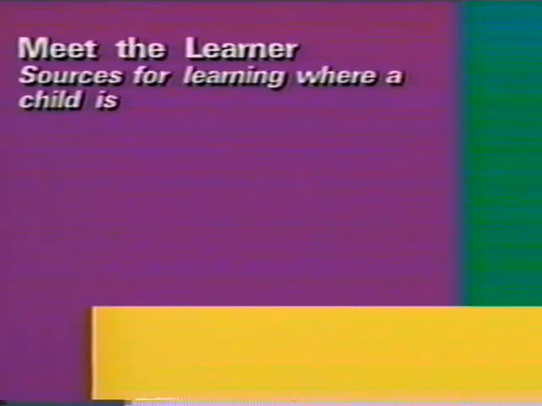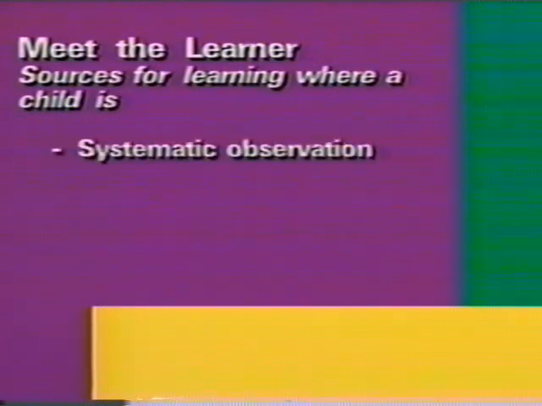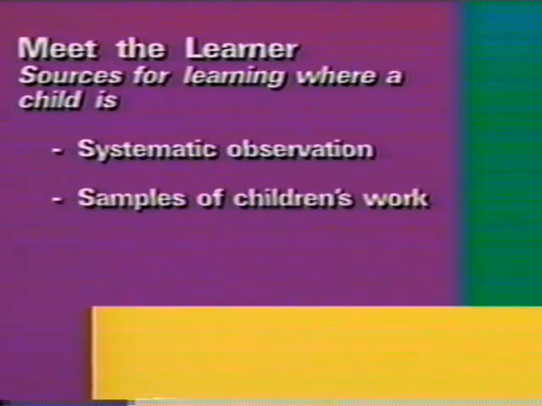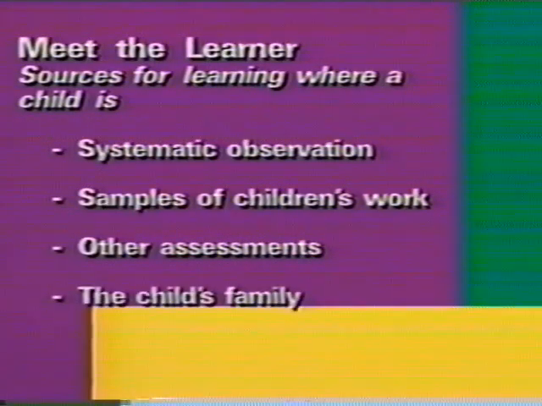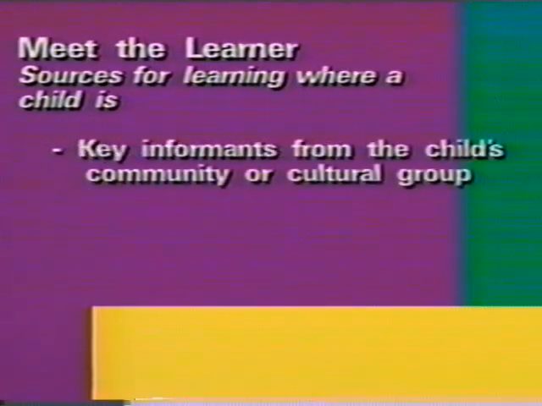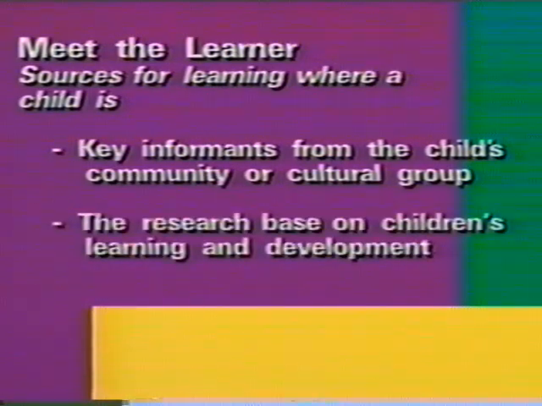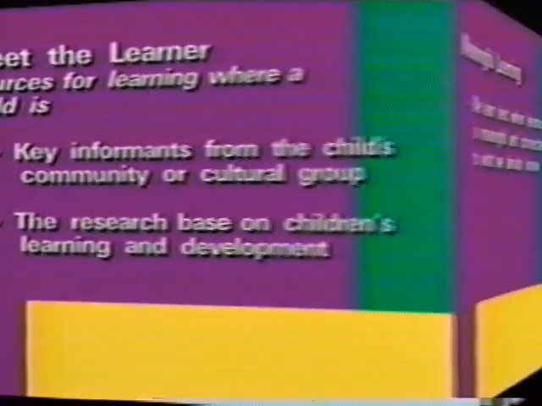Now we're going to apply the ideas we learned in the previous video to work with young children. Teachers can use a variety of sources to learn where a child is. They can use systematic observation, samples of children's work, other assessments, the child's family, key informants from the child's community or cultural group, and the research base on children's learning and development.